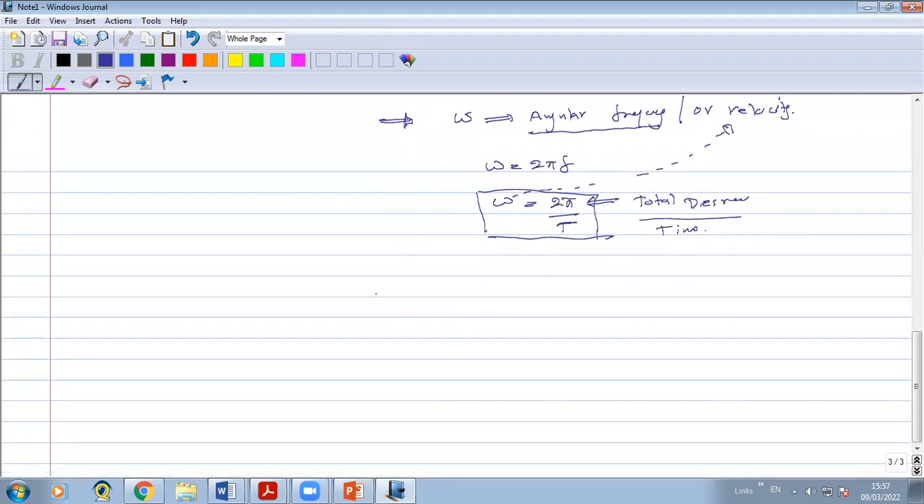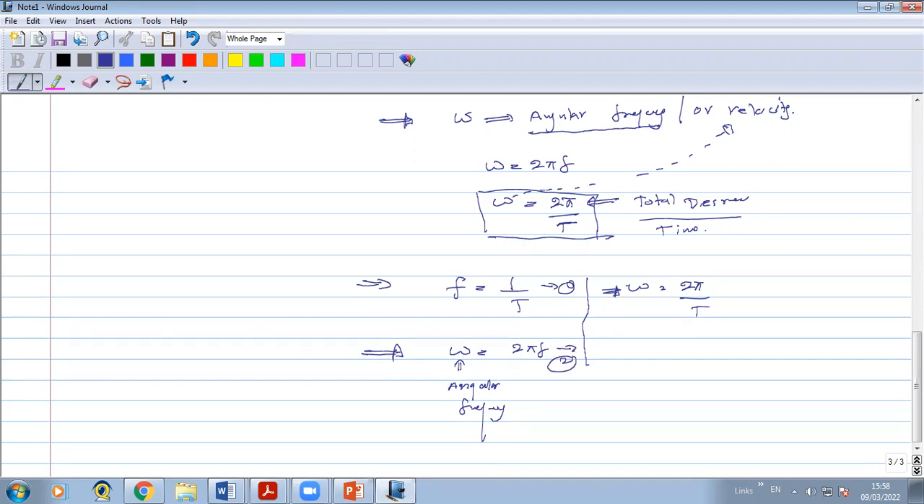Let me tell it again. One is f is equal to 1 by T. Then omega, the angular frequency, is 2πf. And omega we can also write as 2π by T. So you have to remember these three identities. This is one, this is two, this is three. These three identities you should remember. This is strictly for sinusoidal signals.